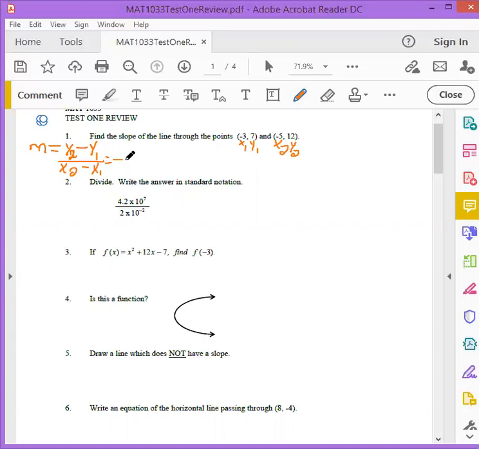We'll substitute those values. In our numerator, we'll have 12 minus 7, and 12 minus 7 gives us 5. In the denominator, we'll have negative 5 minus negative 3, and negative 5 minus negative 3 gives us negative 2. Remember, minus minus becomes addition. Now we'll simplify this as negative 5 halves.